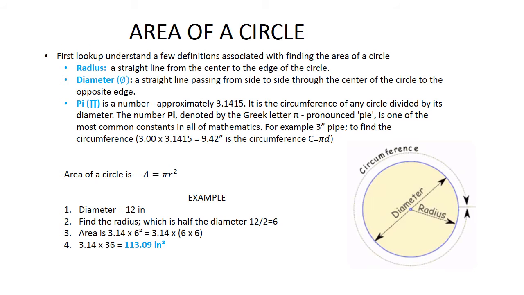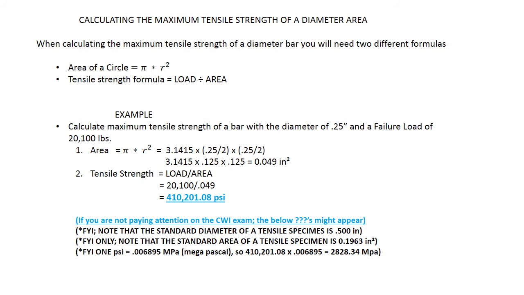So the area of a circle is A equals pi times radius squared. So let's do an example here. The diameter is 12 inches. If you want to find the radius, which is half the diameter, you go 12 divided by 2, which equals 6. So the radius is 6. And the area is 3.14 times 6 squared equals 3.14 times 6 times 6. So 3.14 times 36 equals 113.09 inches squared.